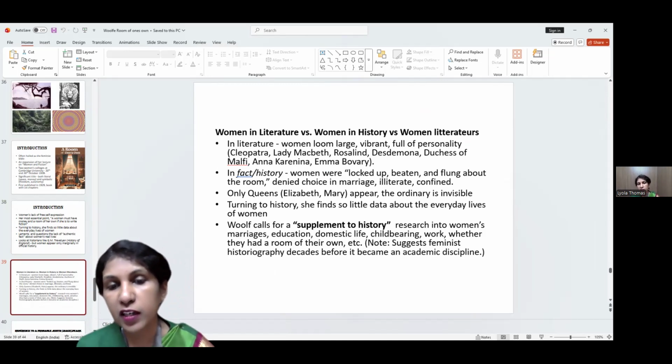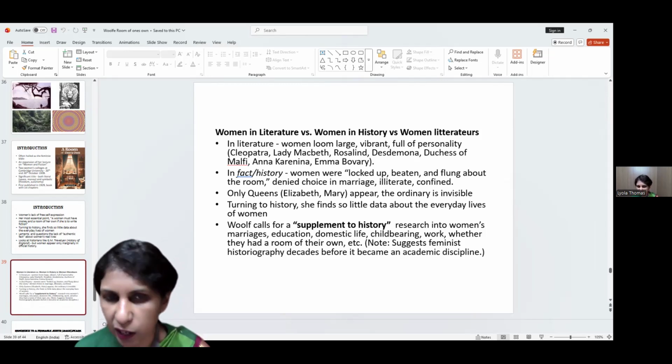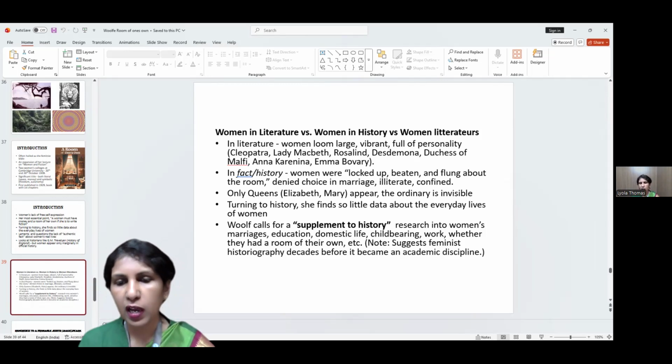But in fact, in history, women were locked up, beaten, and flung about the room, denied choice in marriage, illiterate, and confined. Only queens like Elizabeth and Mary appear ordinary and out of the invisible. And she tells us how she finds increasingly little data about the everyday lives of women in history.